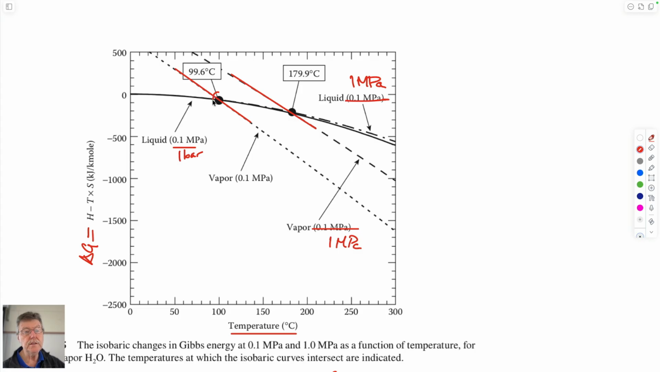These crossing points for when it's a vapor at 0.1 MPa, 1 bar, relate to 99.9 degrees centigrade. This is the boiling point of water at 1 atmosphere. This, where it crosses from water to vapor, would be the boiling point of water at 10 bars. 1 MPa is just 10 bars. This is 1 bar.